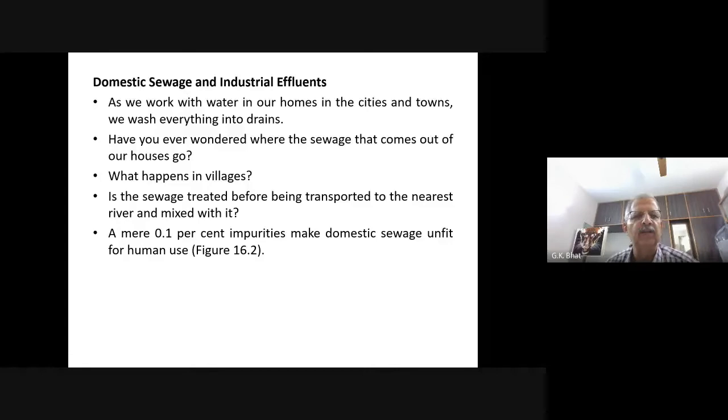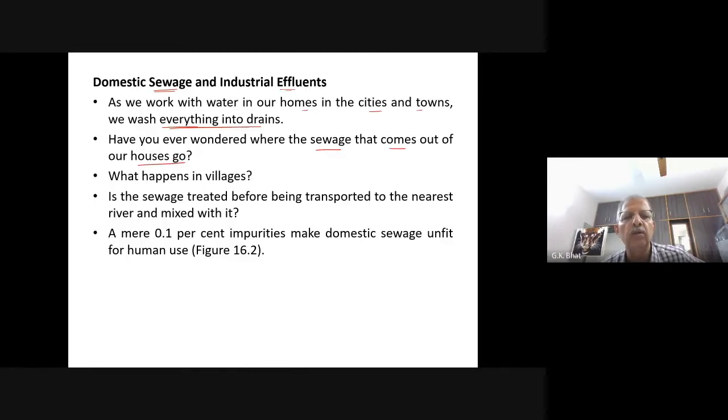Domestic sewage and industrial effluent. These are two different things. Domestic sewage is the one which comes out from our houses and residences. Industrial effluents are the effluents coming from the industries. As we work with water in our homes, in the cities and towns, we wash everything into the drain. We let it go in the water. Have you ever wondered where the sewage that comes out of our houses goes?